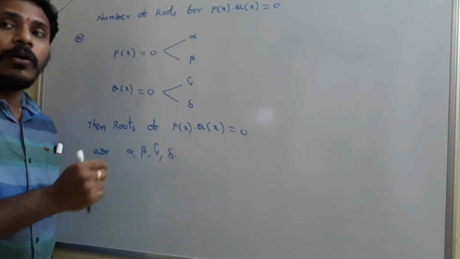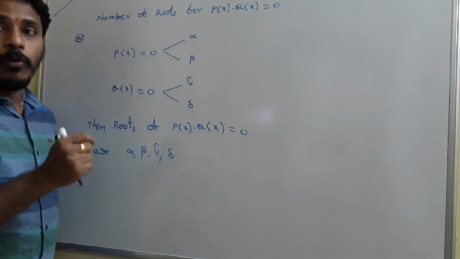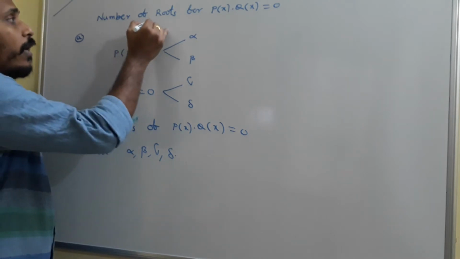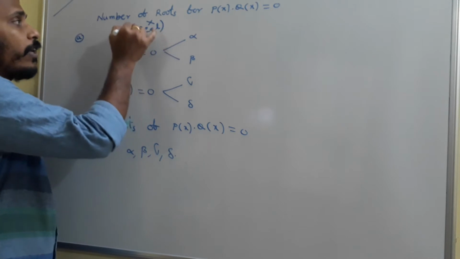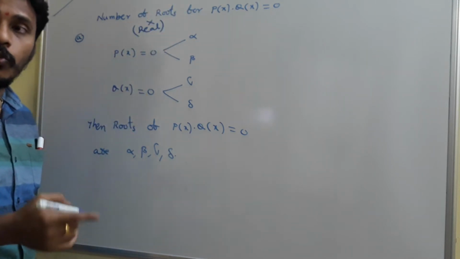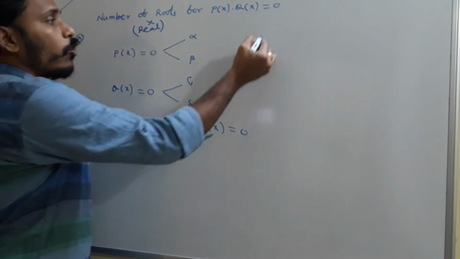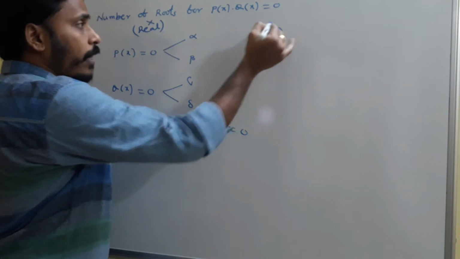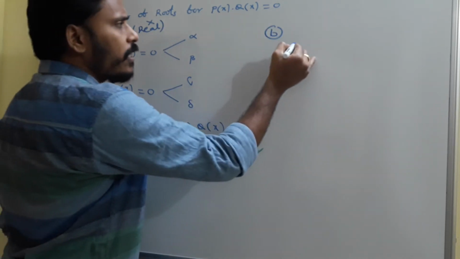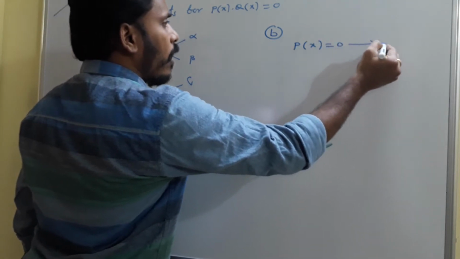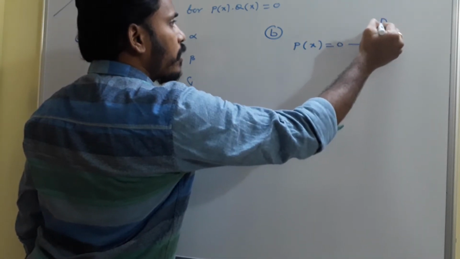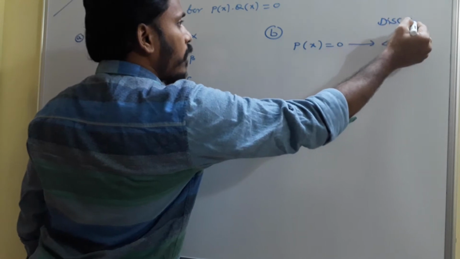Okay? And now our intention is to find the number of roots. In particular, we need to find the number of real roots for P of x into Q of x is equal to 0 without actually finding them. For that, my next idea, B, is this. See, P of x is equal to 0 is a quadratic and you say its discriminant is delta 1.